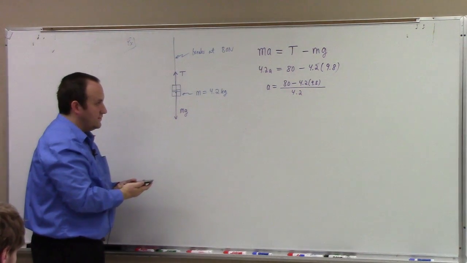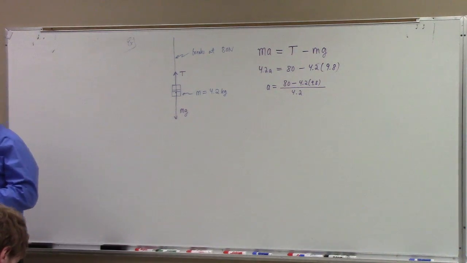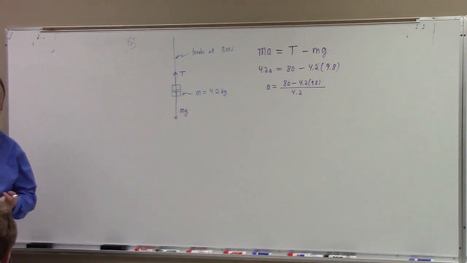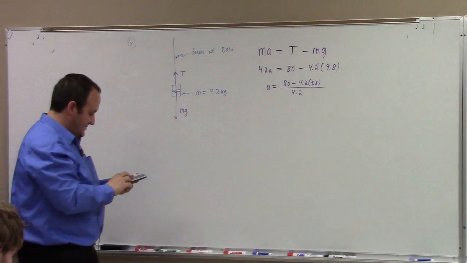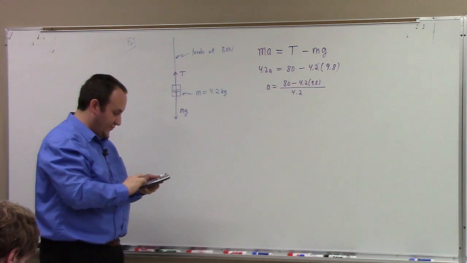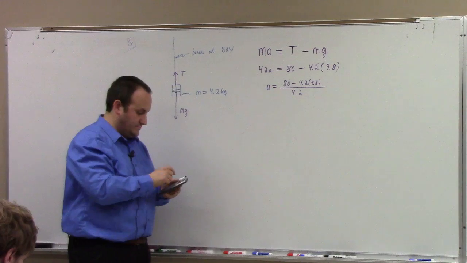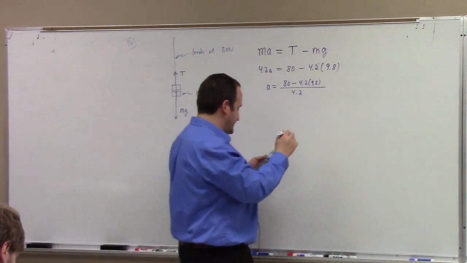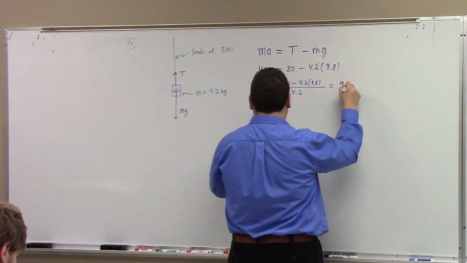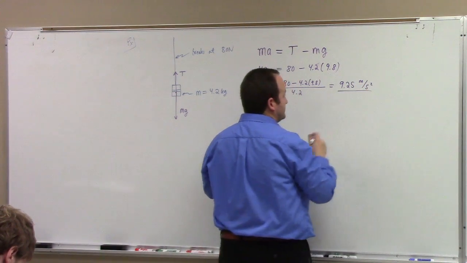Hey, this is actually not a calculator. I mean, it has a calculator in it, but it would seem more efficient to use this. Let's see here. 80 minus 4.2 times 9.8 divided by 4.2. So I get 9.25 meters per second squared when I put the units back in.